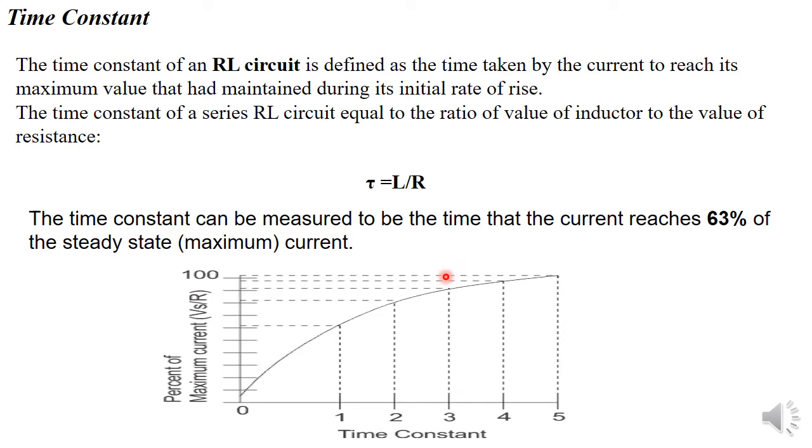For example, if we have a 15 Henry inductor and a 5 ohm resistor, then the time constant is equal to 3 seconds. So it means after 3 seconds, which is one time constant, the current will be 63.3% of the steady state maximum current, and it will gradually increase, and after 5 time constants it will reach its 99 point maximum value.